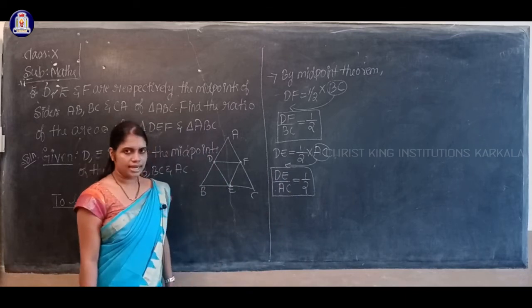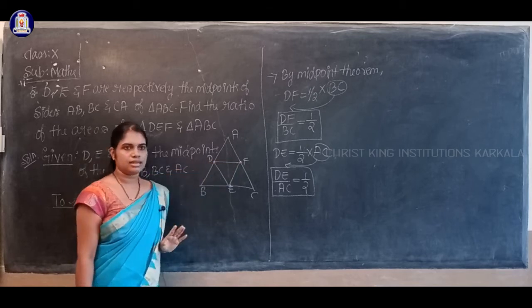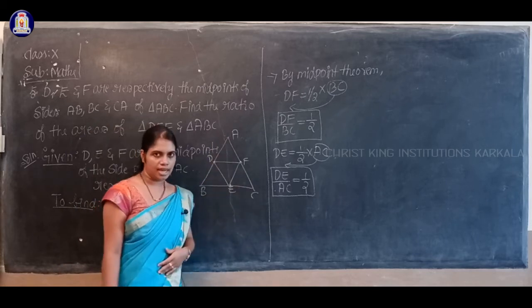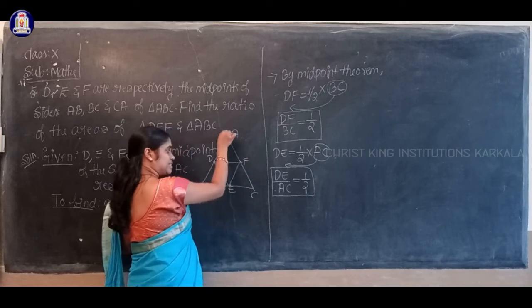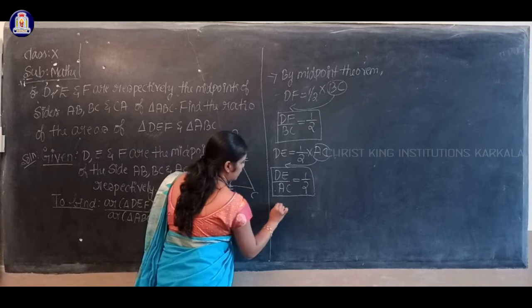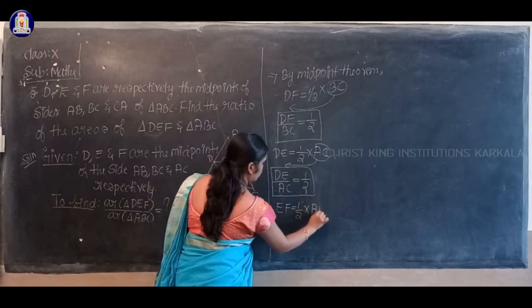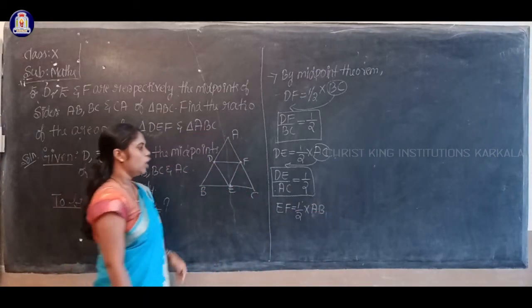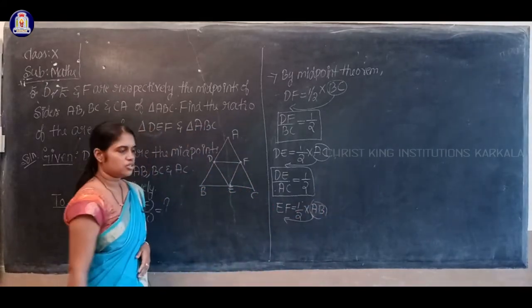Now one more side remained. What is that? EF, right? Again EF is a line segment which joins the midpoints of the two sides BC and AC. So again the length of EF will be exactly half of the length of AB. Therefore EF is equal to half of AB, right? Now shift this AB to the denominator. What will it become then?